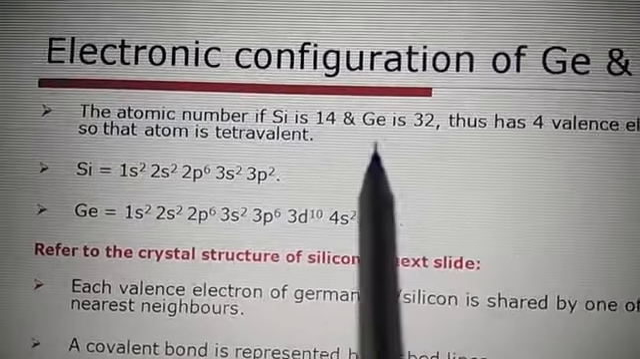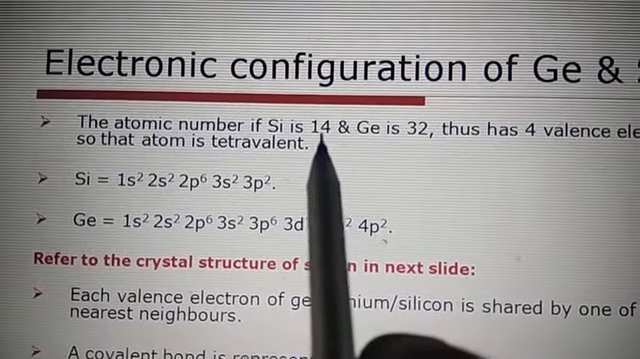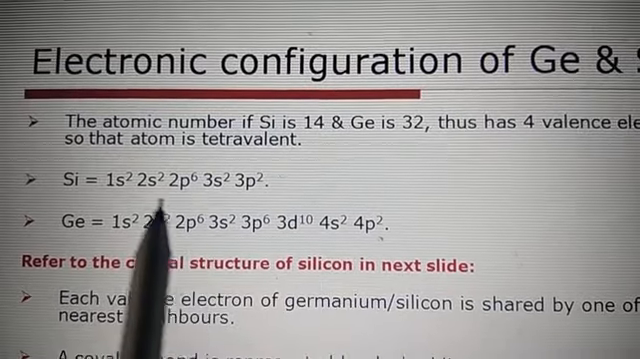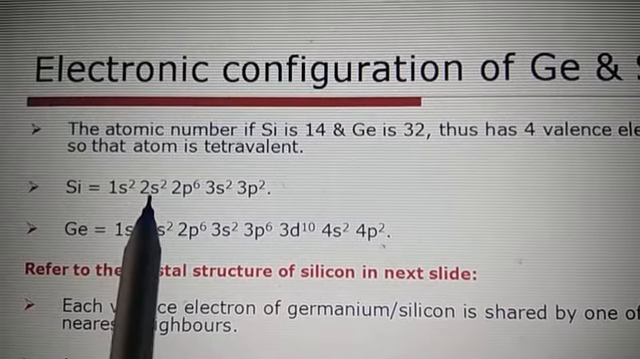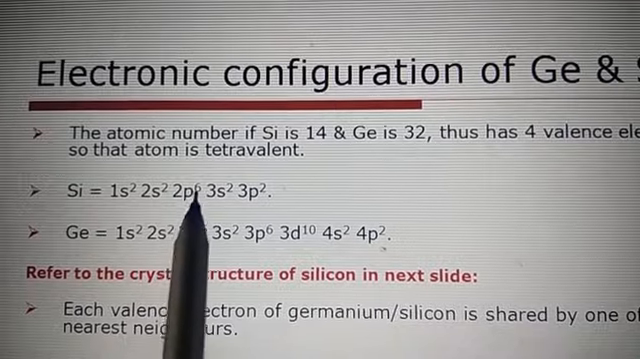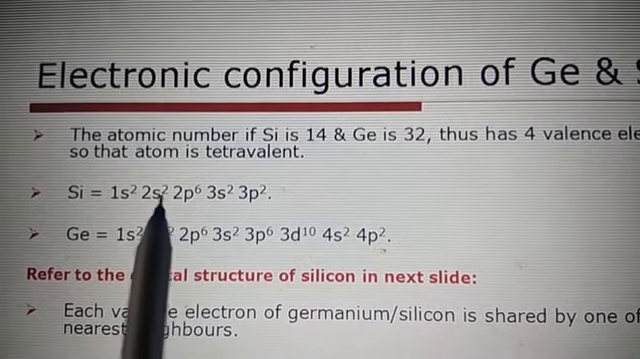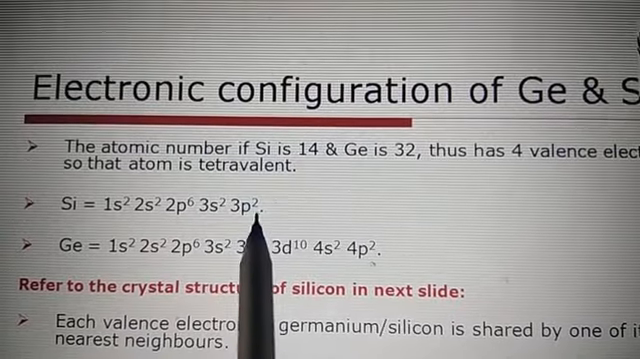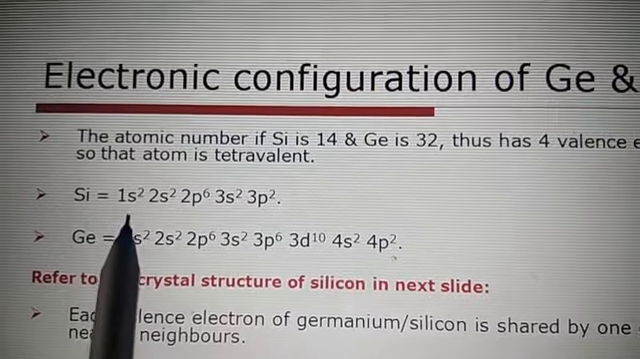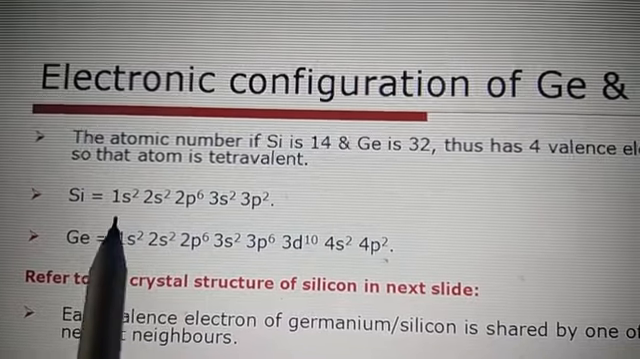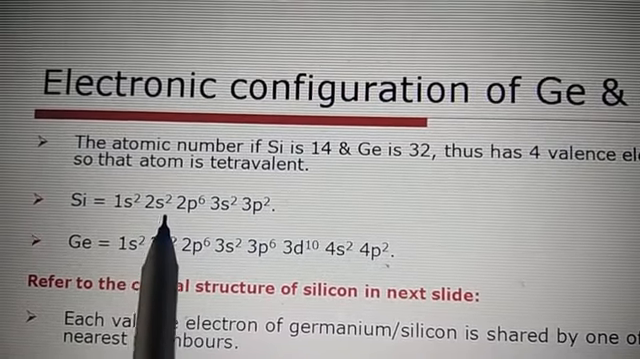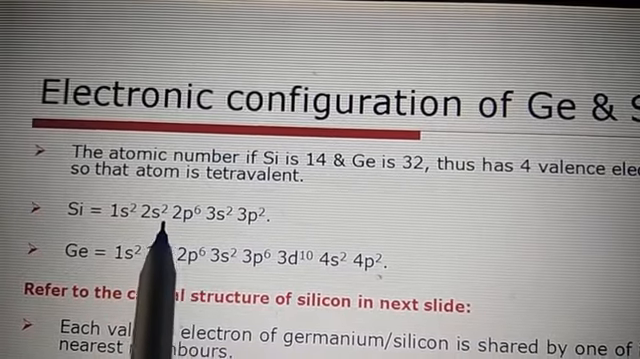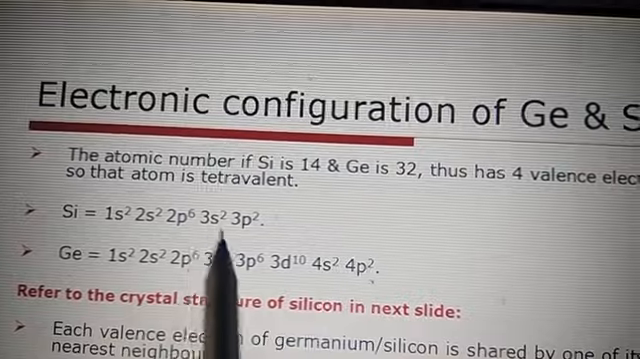And silicon has atomic number 14, so 14 electrons are there. You can see here: 2 plus 2, 4, 4 plus 6, 10, 10 plus 2 plus 2, that is 14, which is divided over the shells. First shell, 1s orbit, second shell, 2s and 2p, 2 and 6, and this is the third shell.